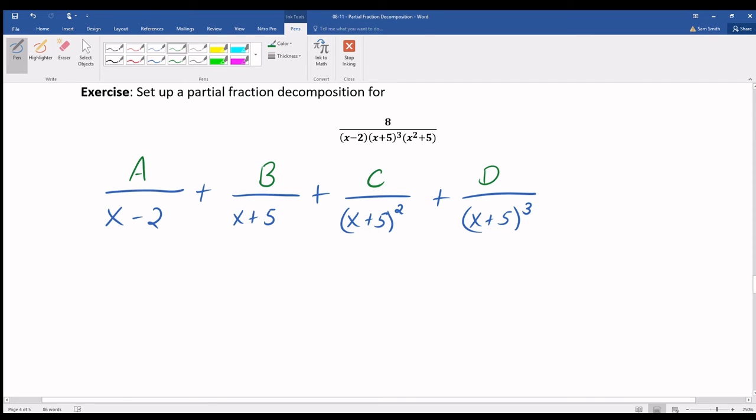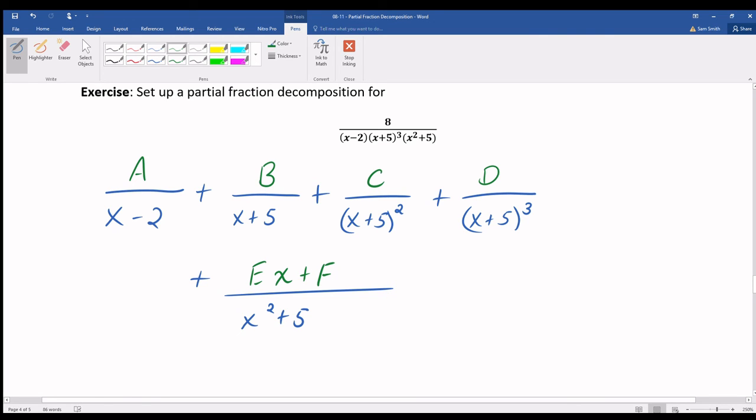Now finally, we have this factor here, x squared plus 5, an irreducible quadratic, degree 2. And since it is of degree 2, we'll need to put a generic degree 1 expression in the numerator. So we'll need to put something that's linear in the numerator, e times x plus f.